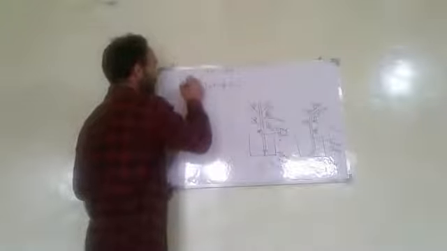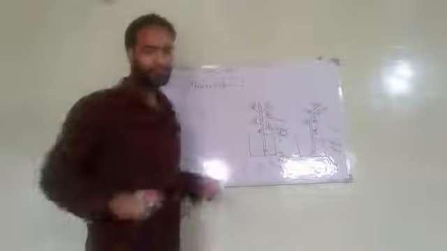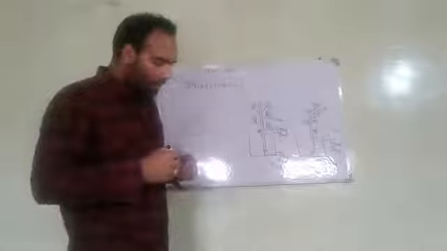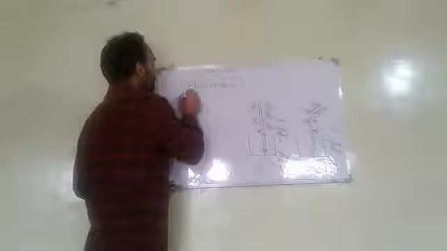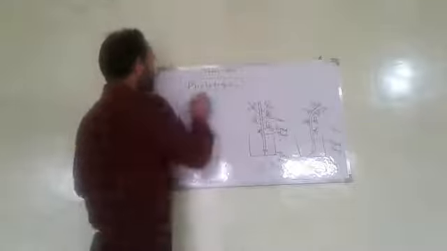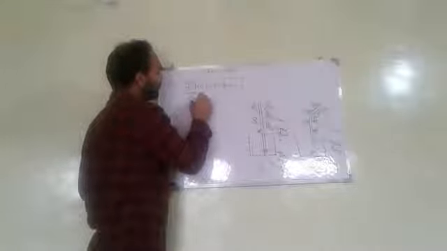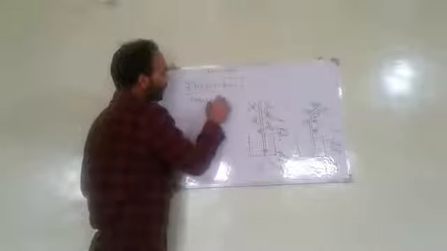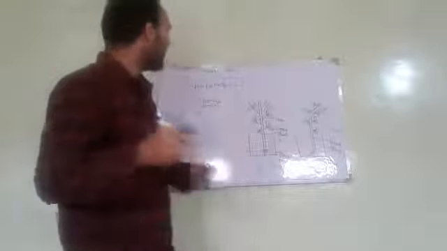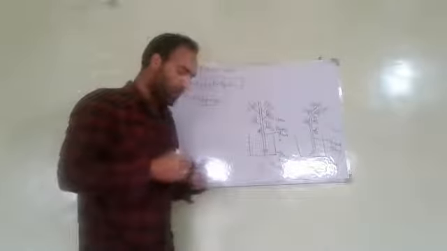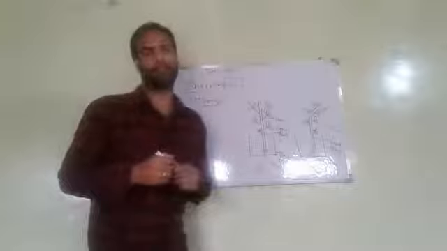Today we will discuss phototropism in detail. Now, what is phototropism? How can you define phototropism? Phototropism is a response shown by plants. It is the response shown by plants towards the direction of stimulus of light.